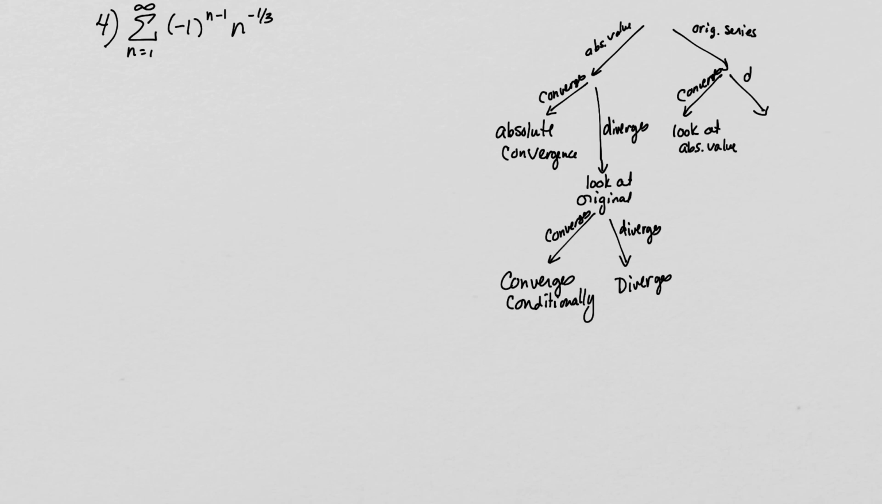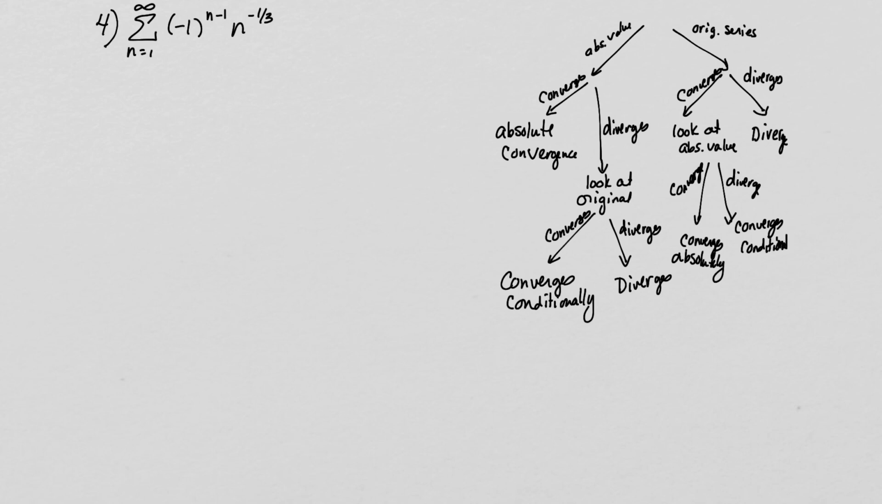If the original series diverges, then the whole thing diverges. When you look at the absolute value, again, it could converge or it could diverge. If the absolute value converges, then it converges absolutely. If the absolute value diverges, then it converges conditionally. Oops. Hopefully you guys know it says converges conditionally.